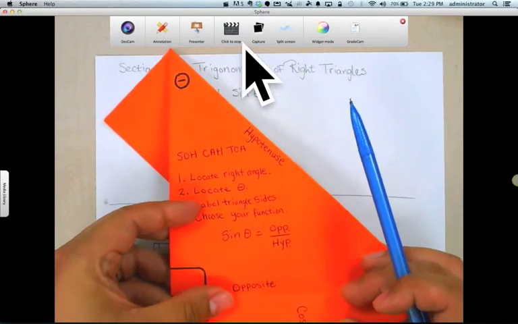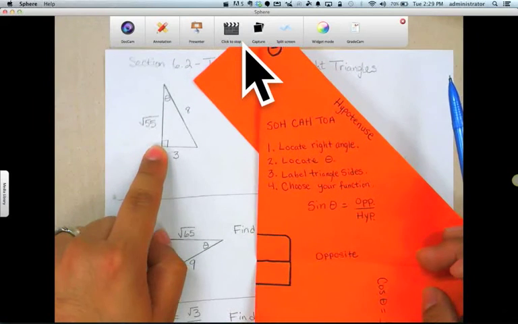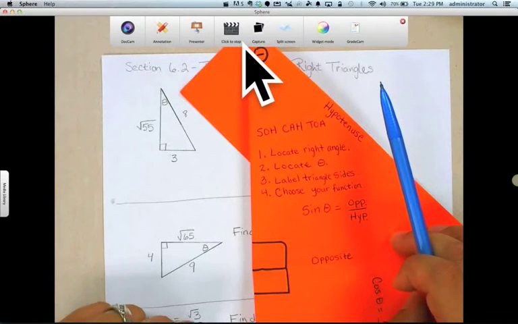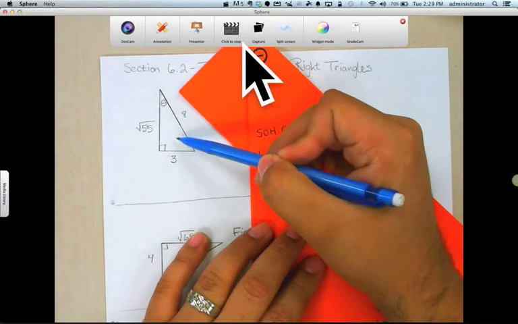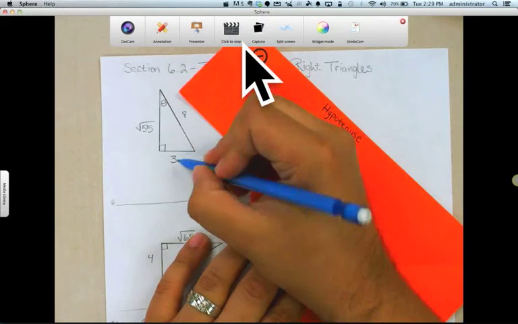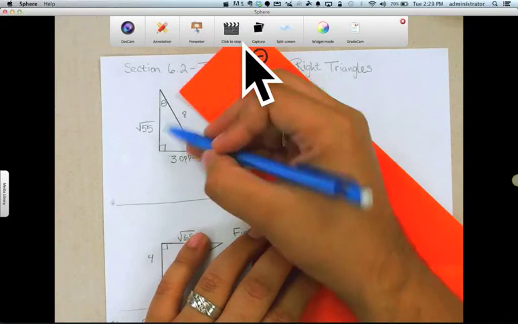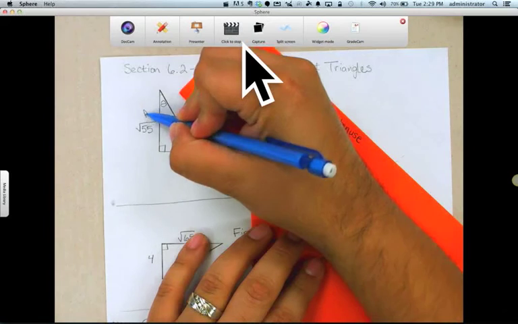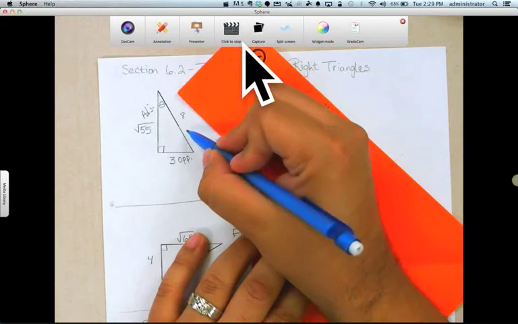First, I said locate the right angle, so here is the right angle. Then locate theta, and here's theta. And then we're going to label our triangle sides. So I know that this side right here is opposite of theta, so I'm going to call this the opposite side. And I know that this side running right here is the adjacent side. So here is the adjacent. And then this, of course, is the hypotenuse.